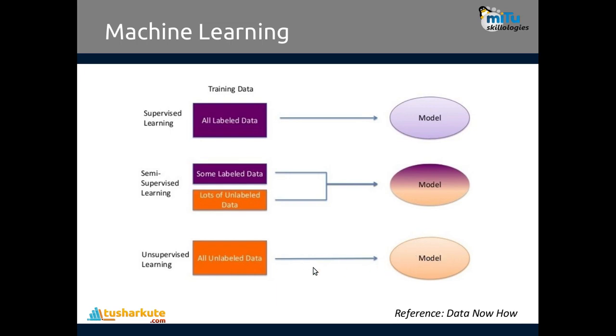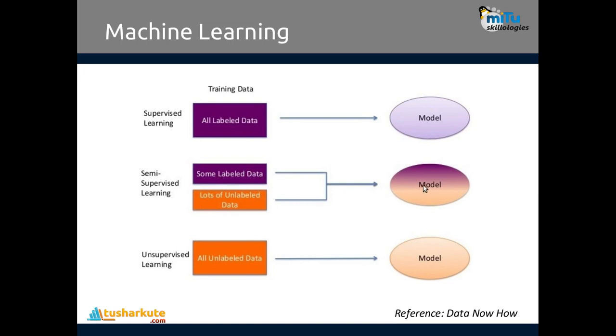That's how the model is built. This is what we call unsupervised learning. And semi-supervised is a combination of both. Some labeled data is present and lots of unlabeled data. So what we are going to do is use the labeled data, and based on the labeled data we are going to assign labels to the unlabeled data, and then the model is formed.